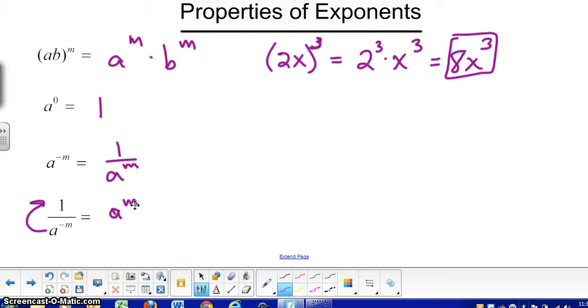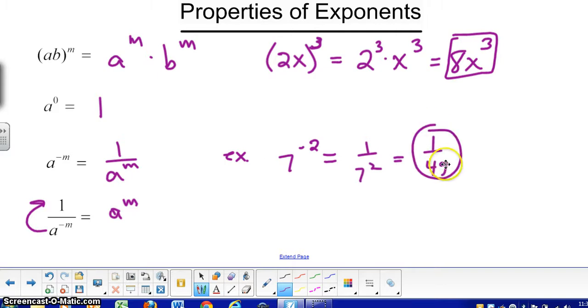And then one last thing I want to write down is a couple examples here. If you had 7 to the negative 2, another way to write that is 1 over 7 squared, and we all know that 7 squared is 49. So that's how you can simplify using exponents.